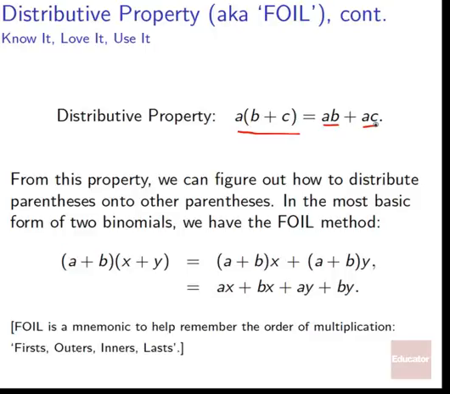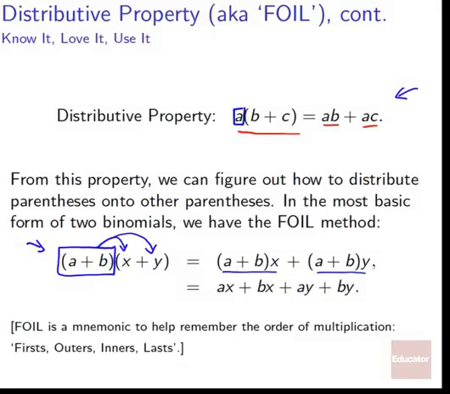In the most basic form of two binomials, which is to say two things with two terms, we have the FOIL method. So for example, if we have (a plus b) times (x plus y), we can think of a plus b as just being a block. Like a is a block in our top example, we can think of a plus b as being a block down here. So a plus b goes onto x, and a plus b goes onto y.